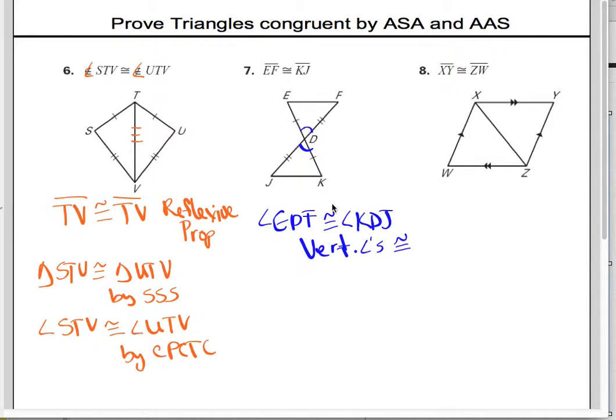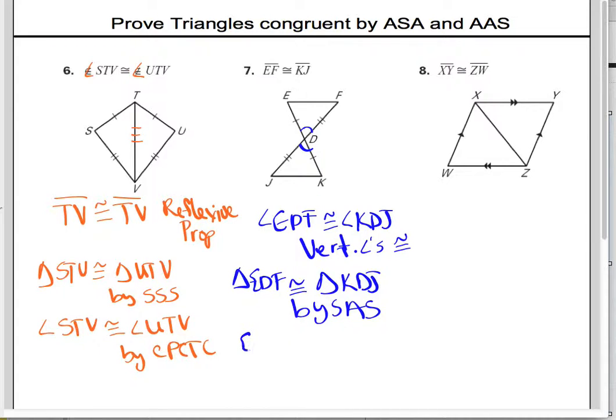And now I have enough to say that the triangles are congruent. I've got 2 sides and the angle in the middle, so it's side, angle, side for the reason. So I'm going to name the triangles. I'm going to say EDF congruent to, E started at the end of this one with 1, so I'm going to start at K, KDJ. And the reason is side, angle, side, because there's 2 sides and the angle in the middle.